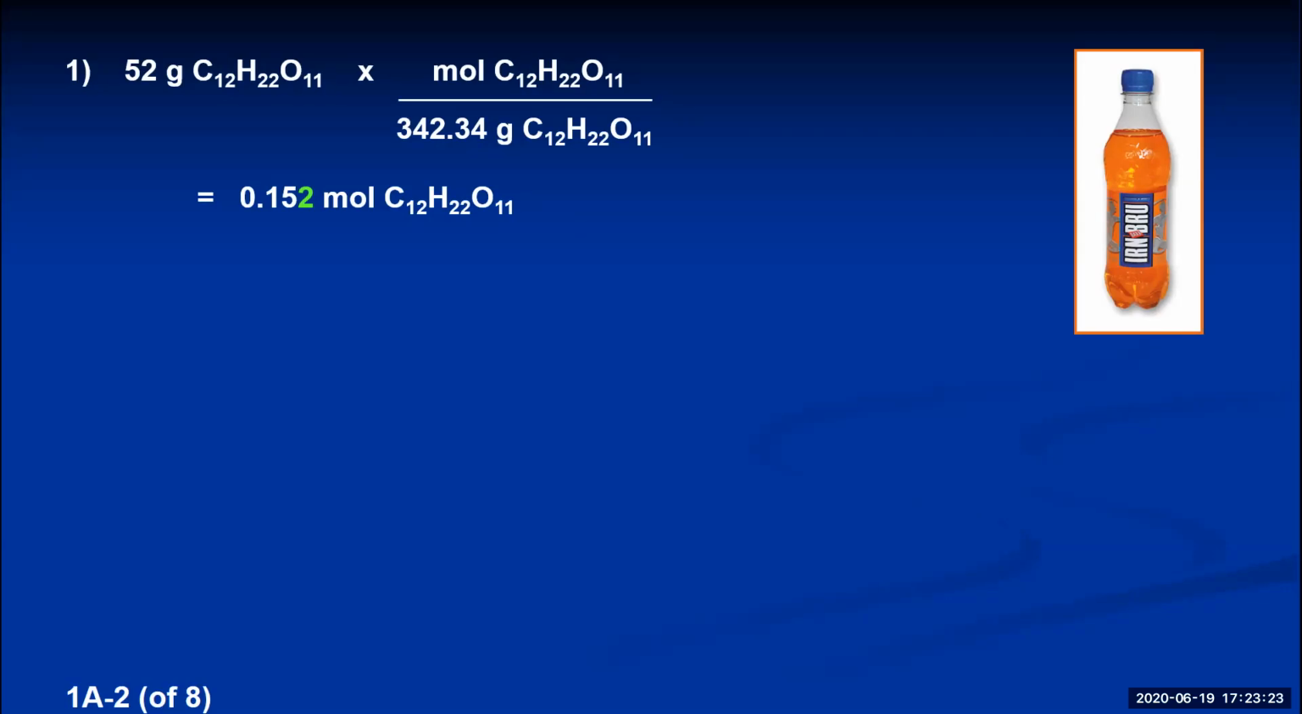to two significant figures at this point, so we always keep at least one guard digit. The next digit in the calculator was a 2, so I'm going to write down 0.152 moles of sucrose, but I'm going to realize at the very end that really this is a two significant figure number.